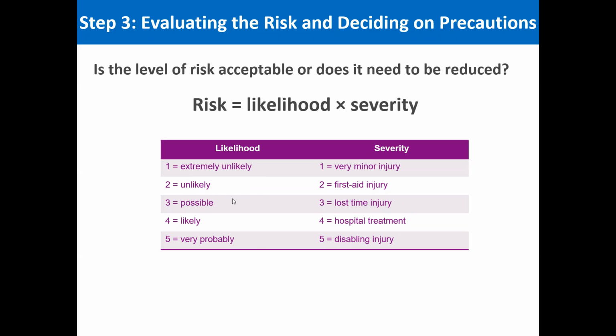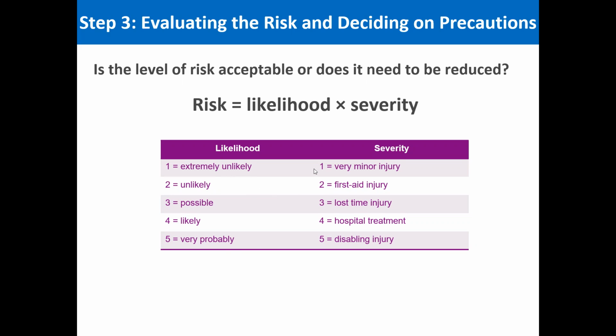If it is slightly more likely, and previous incidents have not happened in the same place, but it has happened elsewhere, we can say it is unlikely. 3 is slightly more likely, and we can call it possible. 4 is likely, which means there is a very high chance that the accident does happen, and 5 is very probable, which means it is certain that the accident will happen, or the hazard will cause harm. So these are the various ratings we can assign to the likelihood.